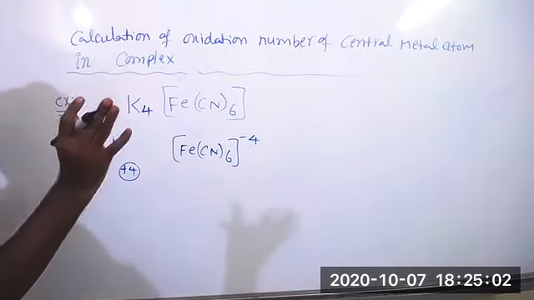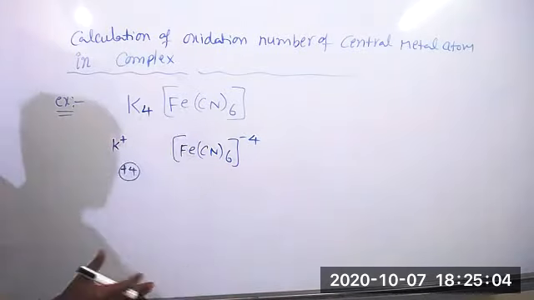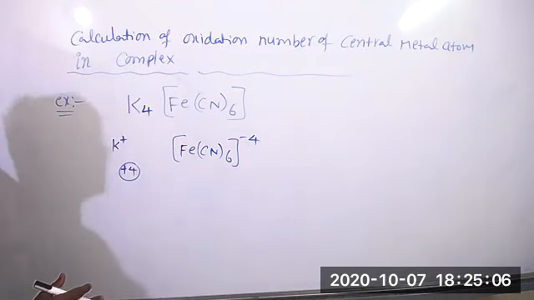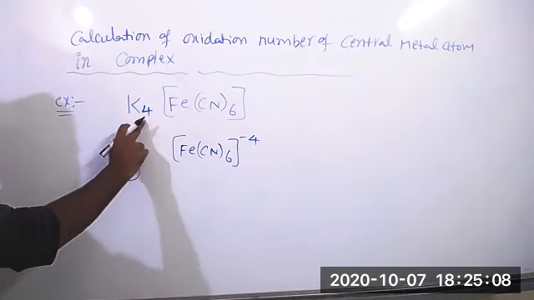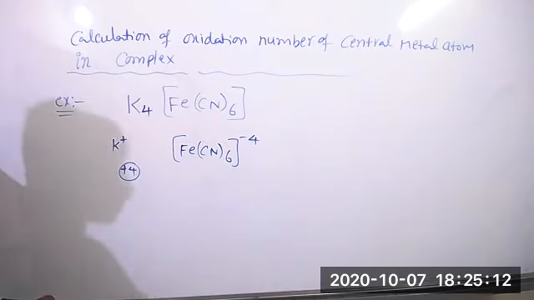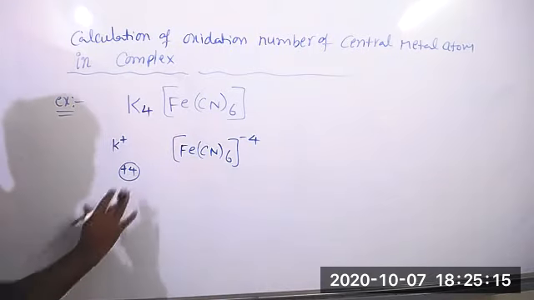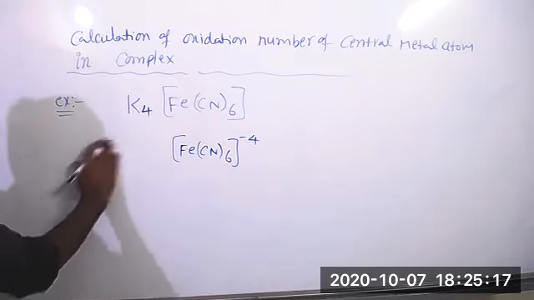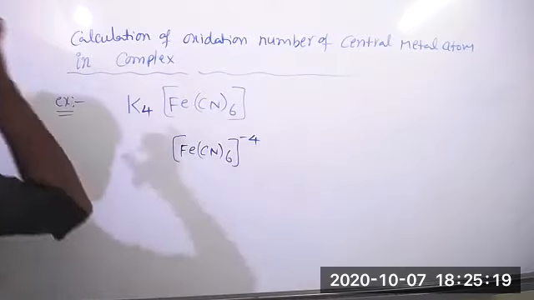Here the complex is different from a case where, instead of K4, we have Cl3. Potassium ferrocyanide is one kind of complex, while the other is a different kind of complex. So that's why here we kept the -4 charge.